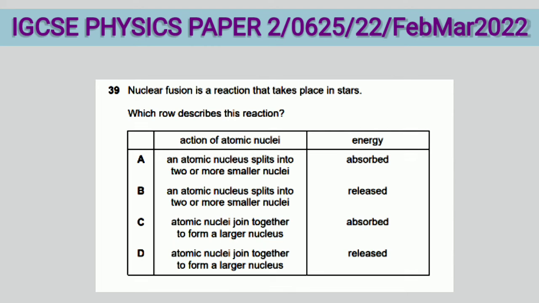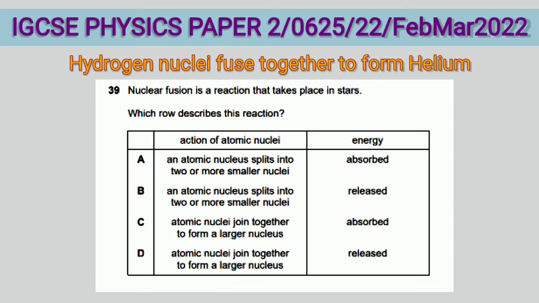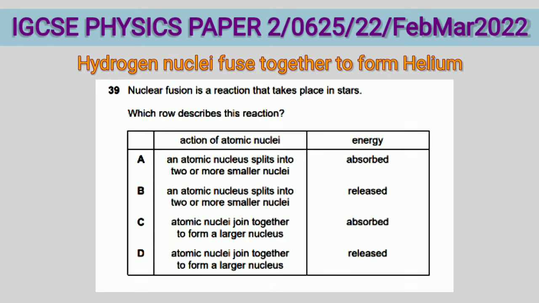For example, in sun, hydrogen nuclei fuse together to form helium. That means lighter nuclei fuse together to form a larger nucleus with release of lot of energy. So correct answer here is option D. Atomic nuclei join together to form a larger nucleus and energy is released.